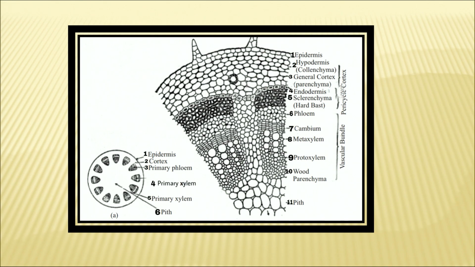Then number 4 is endodermis. Endodermis marks the special layer which demarcates the outer portion from the inner vascular structures. Endodermis generally has thick walls, and there are few cells which have thin walls. They allow the passage of fluid through them. So, number 5 is sclerenchyma, the hard bast.